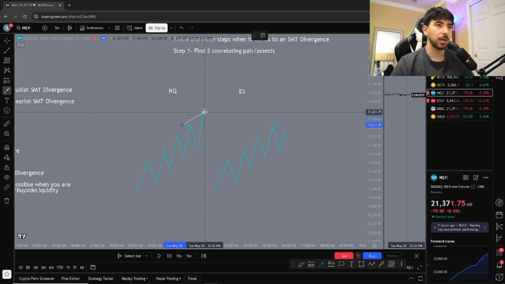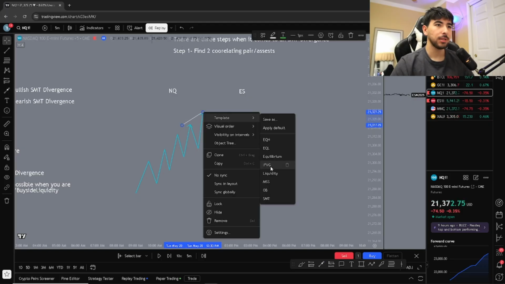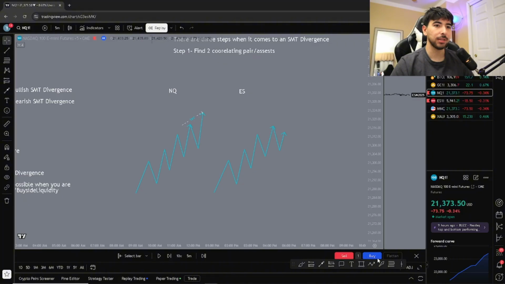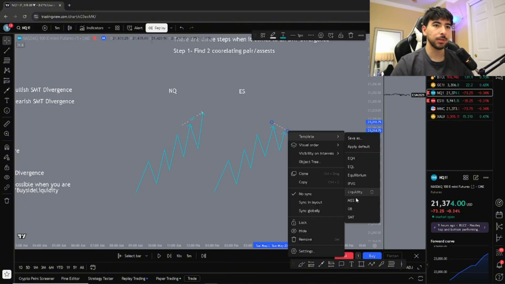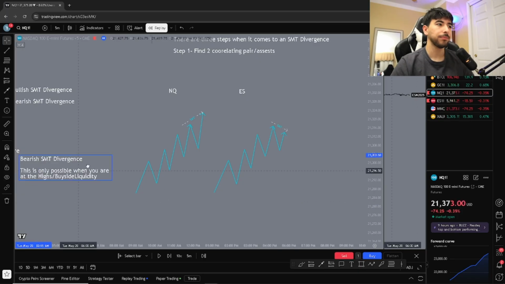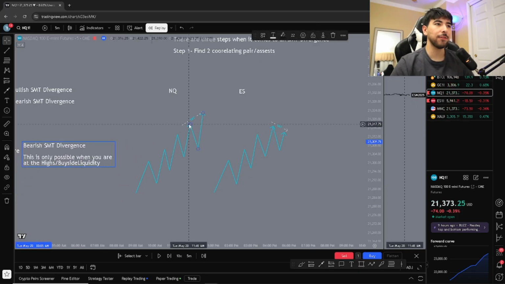Me personally, I mark it out with a line like this, and I have my template saved SMT like that, and then on the ES chart I do it like that, right? Template SMT divergence, right? So what kind of SMT divergence is this? Is this a bullish or bearish SMT divergence?